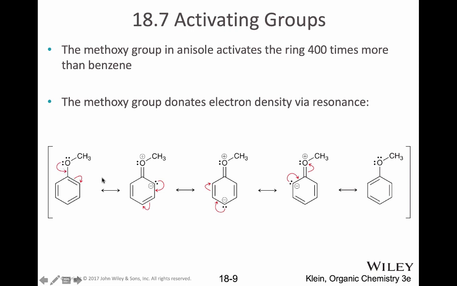And what you see when I donate down there is that this negative charge is moved around the aromatic ring. Notice where the negative charge actually ends up. This is going to become important in terms of the regioselectivity. Notice that the negative charge is ortho here, para here, ortho here, never meta. So the methoxy group is a very strong activating group.